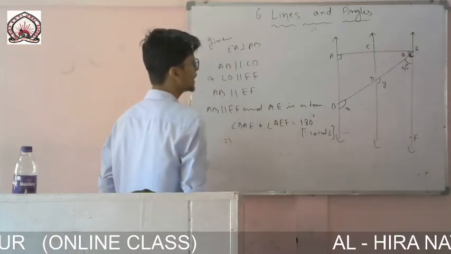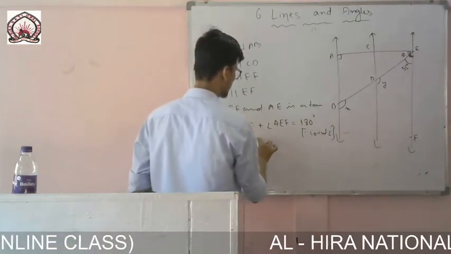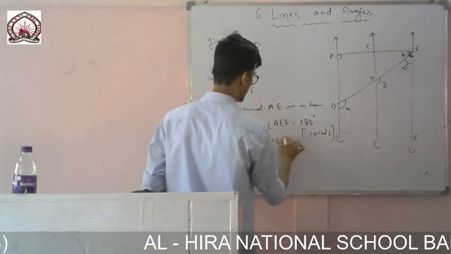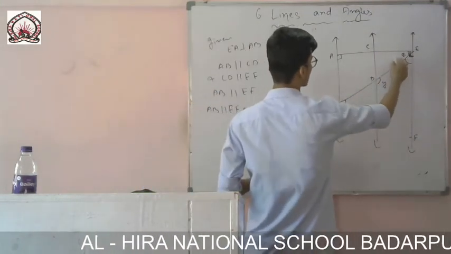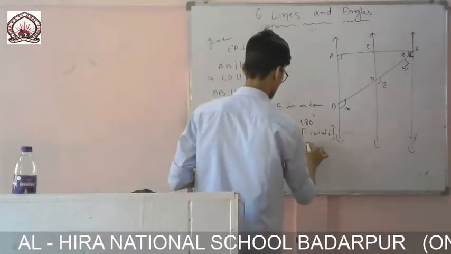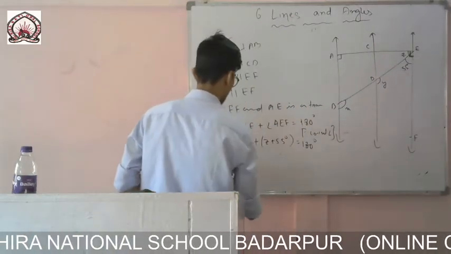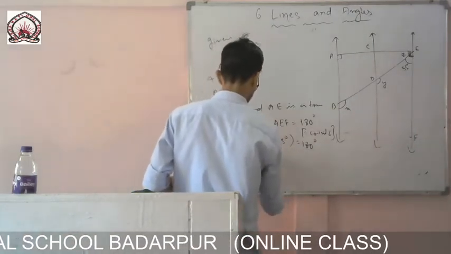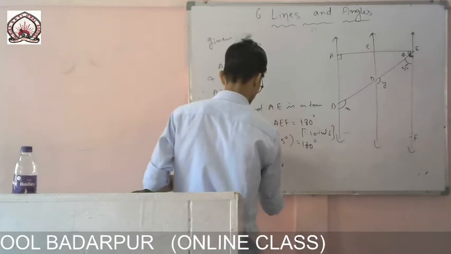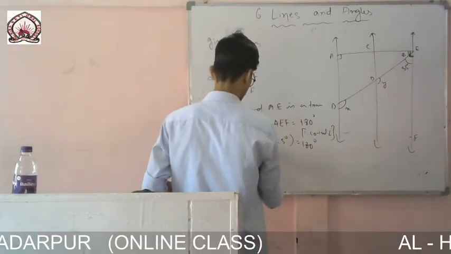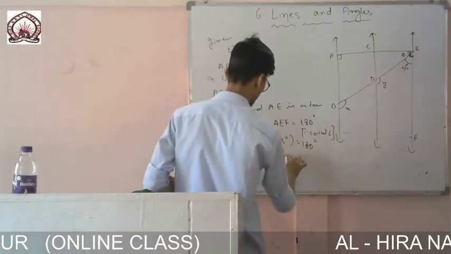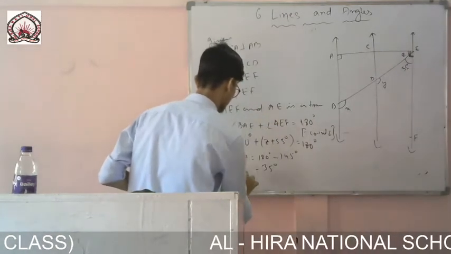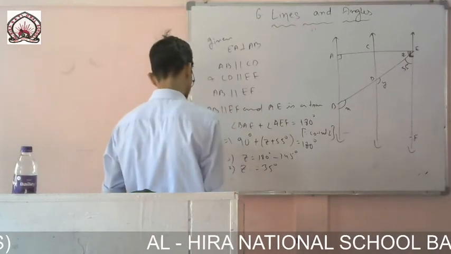So BAE, what is the value? It is 90 degrees. AEF, what is the value? It is Z plus 55, this whole angle, which is equal to 180 degrees. So I can write 90 plus 55. Directly you write it: Z is equal to 180 minus (90 plus 55), that is 145. The answer will come 35 degrees. So the value of Z is 35 degrees.